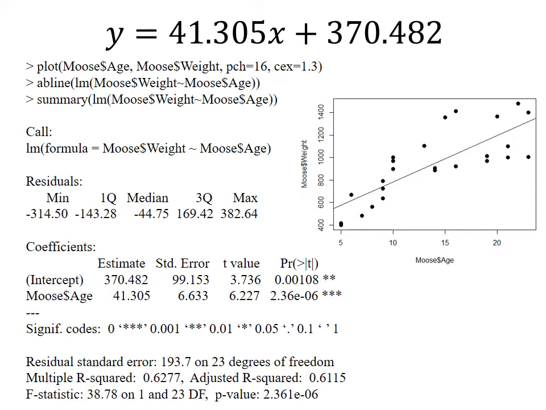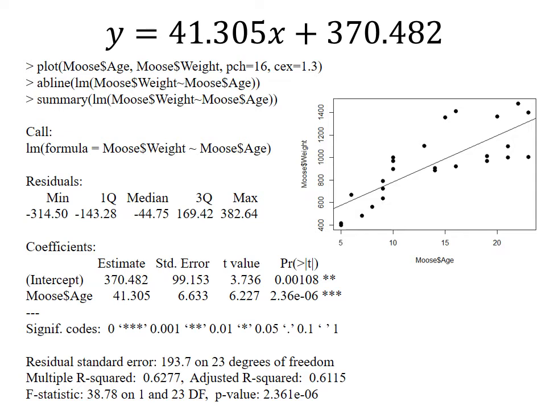All right, next it gives me the coefficients. So let's see. We've got 4 columns: estimate, standard error, t-value, and then the probability of being greater than t, that's a p-value. And then I have 2 rows. One is for the intercept, and one is for the coefficient of moose age. So first thing we need to know is that estimate tells me the slope and the intercept. The slope in this case is 41.305 because that's the coefficient of moose age. And then the intercept is 370.482 because that's labeled intercept. Okay, so I can read that off.